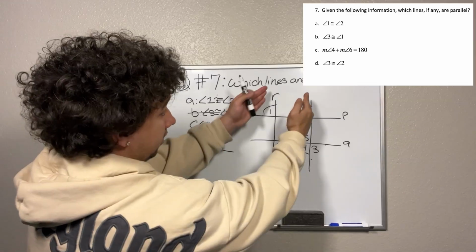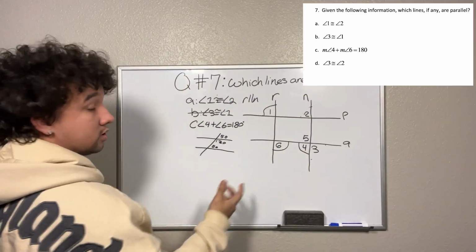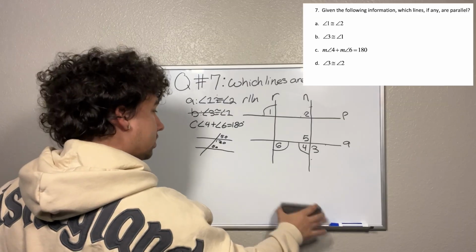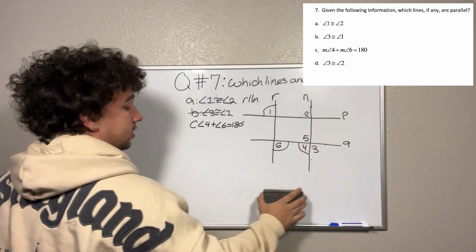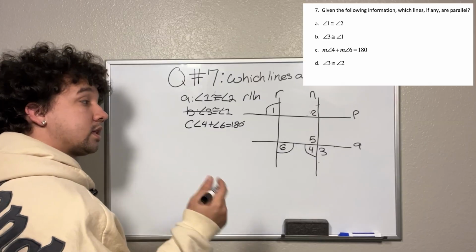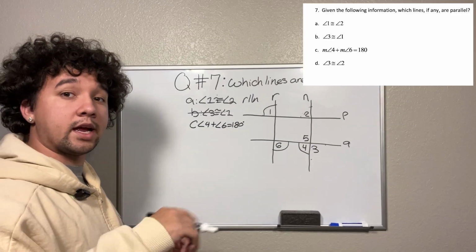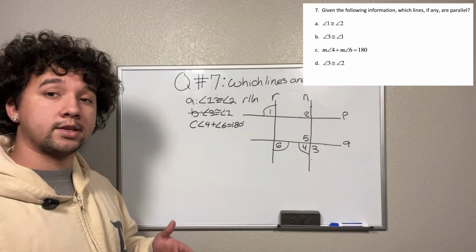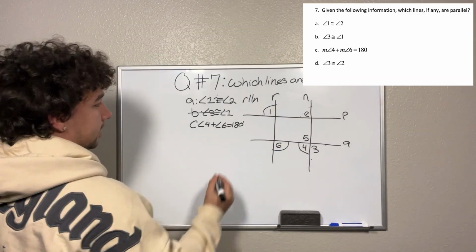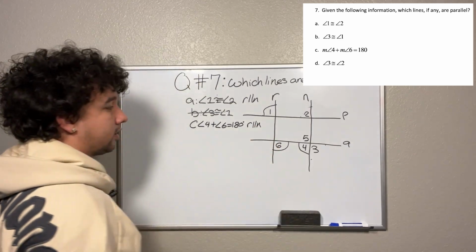So in fact, that is true. Notice that they're on the inside of R and N. Same side interior angles do add up to 180. So now the question is, which ones do they prove are parallel? Remember, the ones they prove are parallel are the two lines that they're connected to, not the one transversal that they have together. In that case, again, it's R and N. So this proves that R is parallel to N.